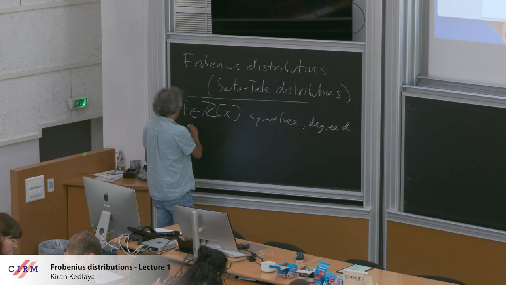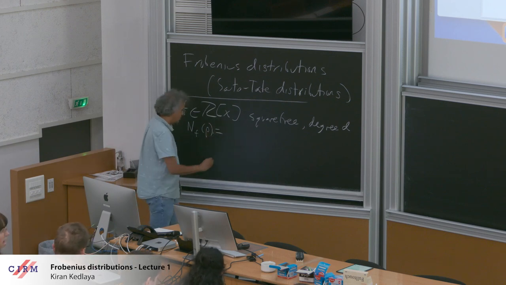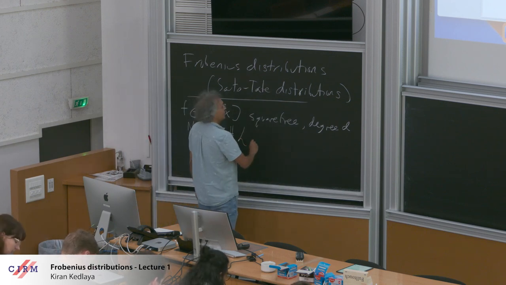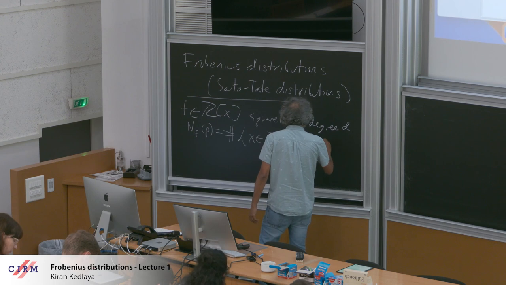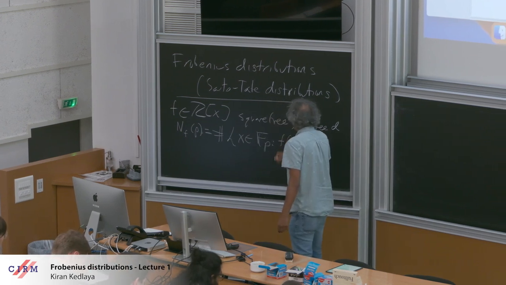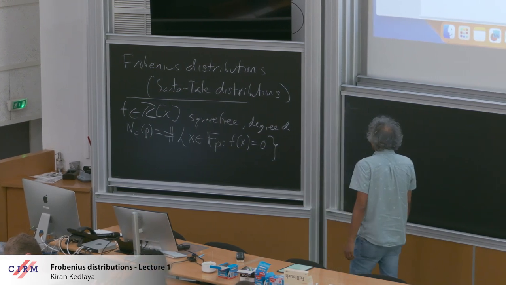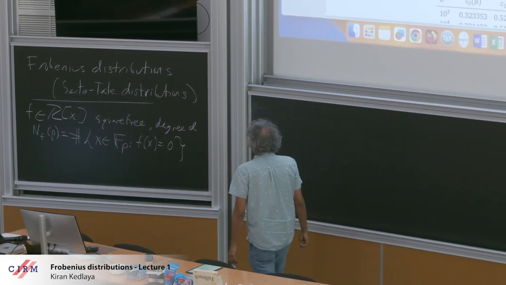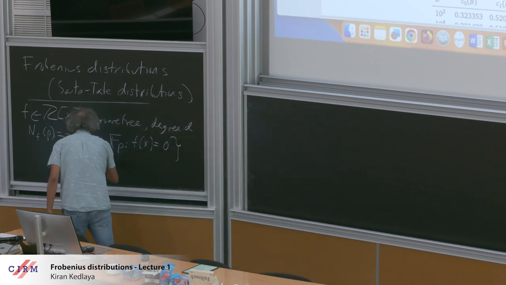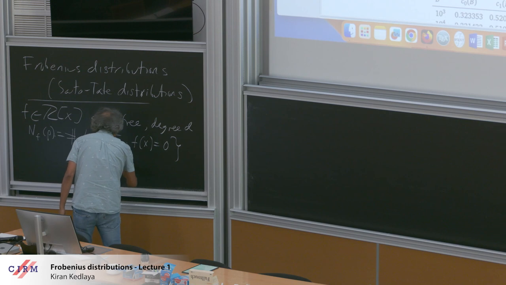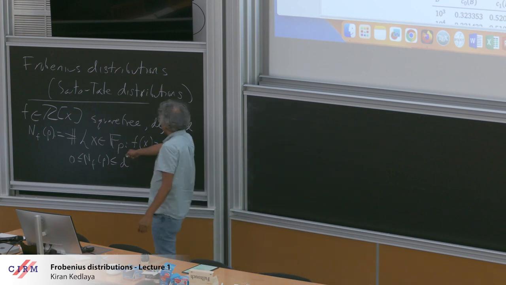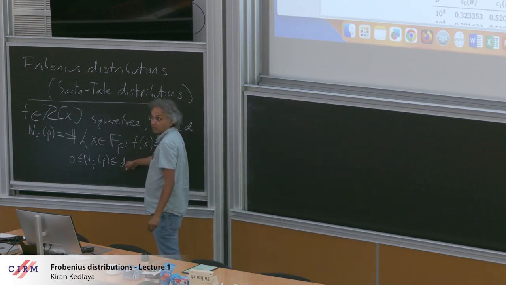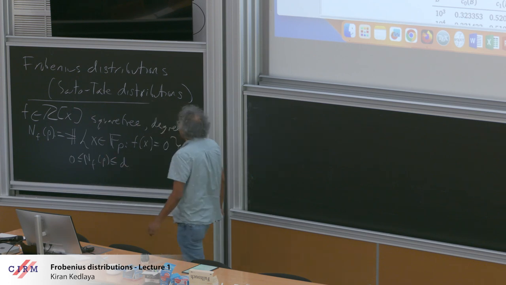And I'll be interested in the following thing. For p a prime, I'm going to define N_f(p) to be the number of values of x in F_p for which f(x) equals 0 as an element of F_p. So of course, that's somewhere between 0 and p. But in fact, I can do better than that. As p gets larger, this becomes a better estimate. There can be at most as many roots as the degree of the polynomial. So this is bounded independently of p.